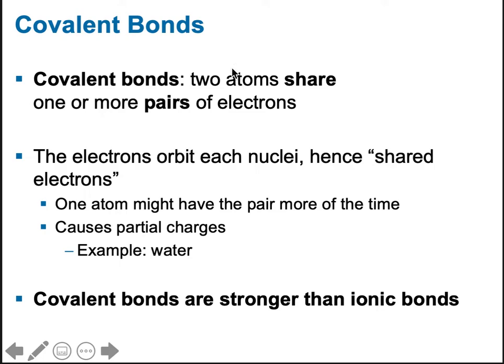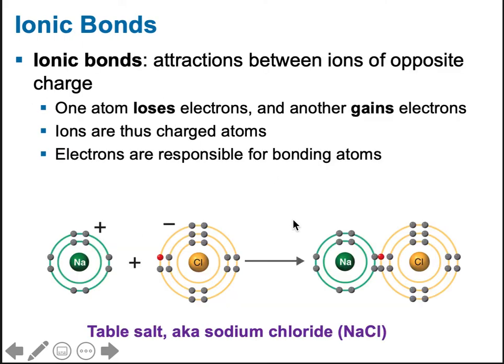Covalent bonds. Two atoms share one or more pairs of electrons. The electrons will orbit each nucleus. So here, this is not going around here and then back around here. It's just simply, as it says, one atom will lose the electron, the other one will gain it, okay?